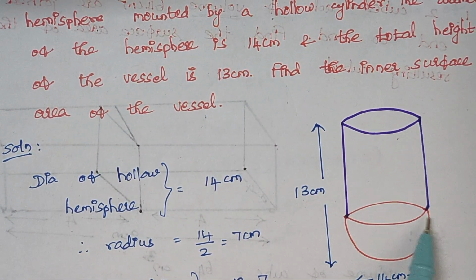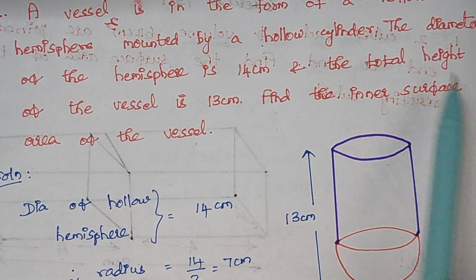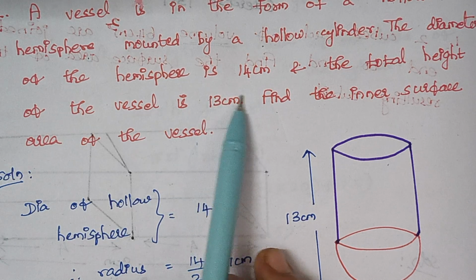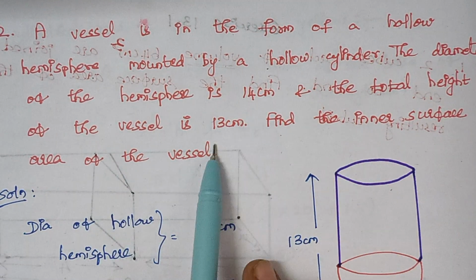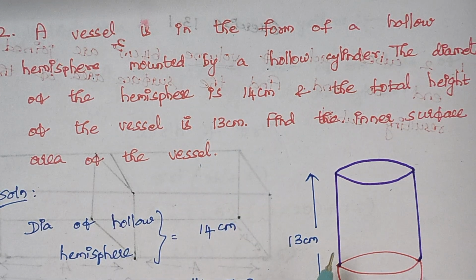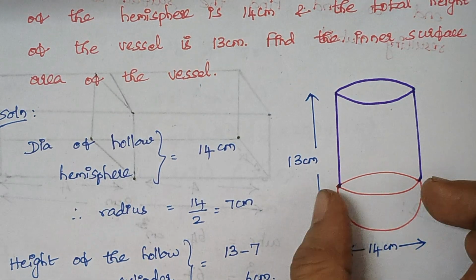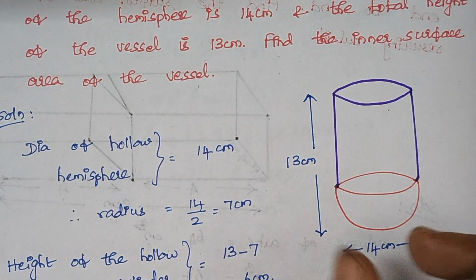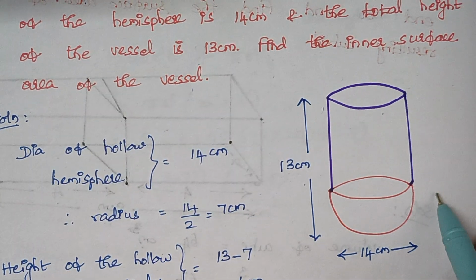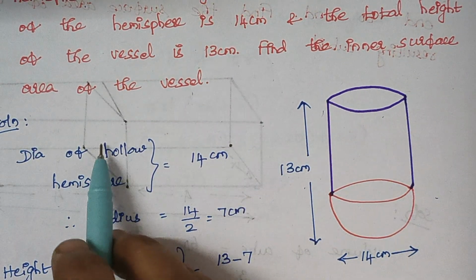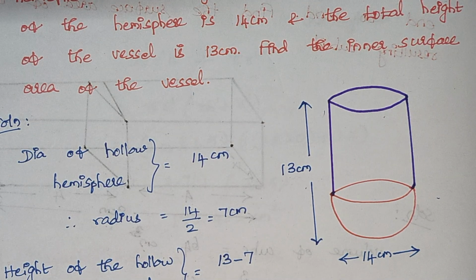I have a hemisphere, and over the hemisphere I have a cylinder. The diameter of the hemisphere is 14 centimeter and the total height of the vessel is 13 centimeter. The diameter is nothing but this part, so it is 14, and the total height of the vessel is 13. Find the inner surface area of the vessel. We have to calculate the inner surface area, which is nothing but the total surface area.